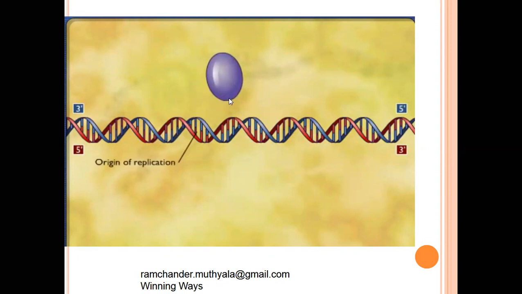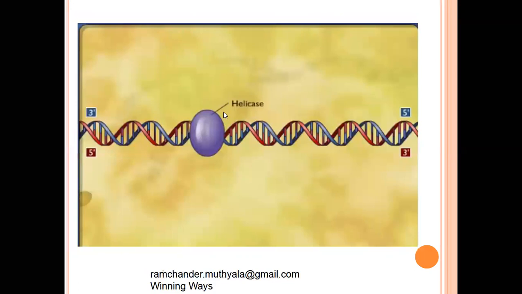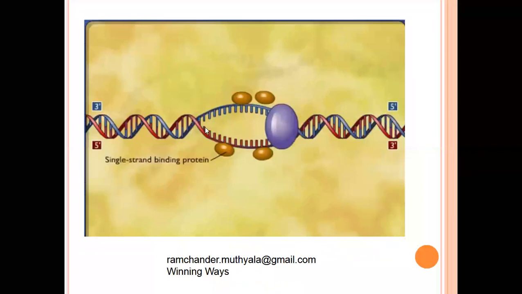The weak hydrogen bonds are identified by the helicase enzyme, and the two polynucleotide chains leave from each other. This place is called the replication origin. The replication origin looks like a capital Y shaped structure.